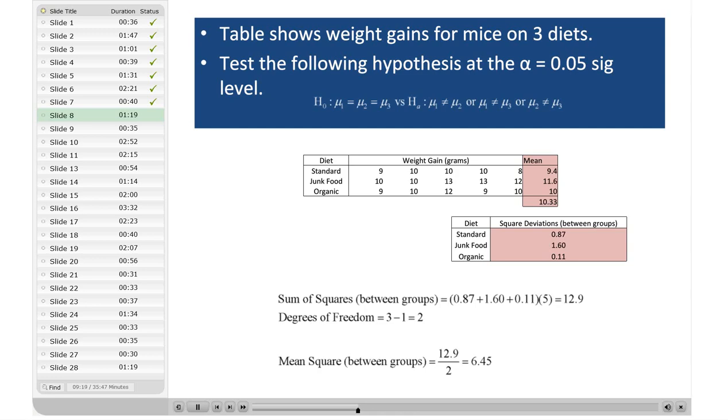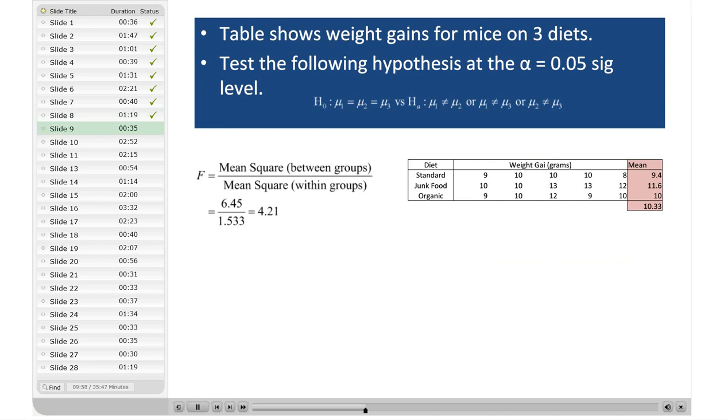So again, to find the sum of square deviations between groups, we're going to add all those results together and then multiply that total by 5 and get 12.9. Now, for degrees of freedom, we usually think of degrees of freedom as being the number of entries in a data set minus 1, and that's going to be the case here. We have 3 numbers in the table up here, the 0.87, 1.6, and 0.11, so we just have 3 minus 1, which is 2 degrees of freedom. So to wrap things up, our mean square between groups is going to be our sum of squares, which is 12.9, divided by our degrees of freedom, which is 2, and so we get a mean square of 6.45.